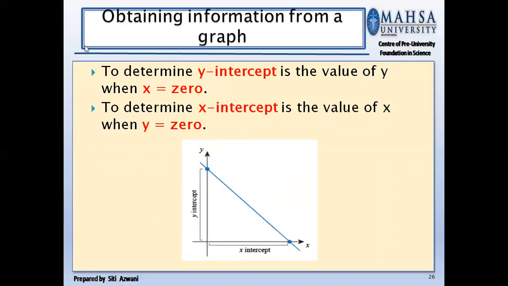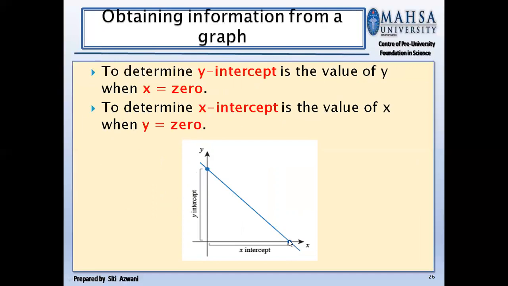Next, obtaining information from a graph. To determine the y-intercept is the value of y when x is equal to 0. To determine the x-intercept is the value of x when y is equal to 0. Here is the y-intercept, this is the x-intercept.